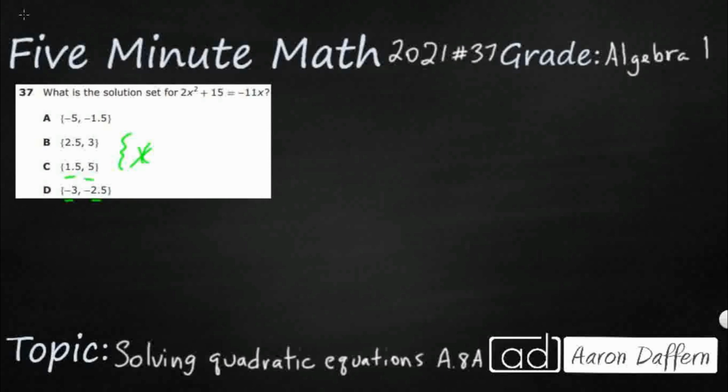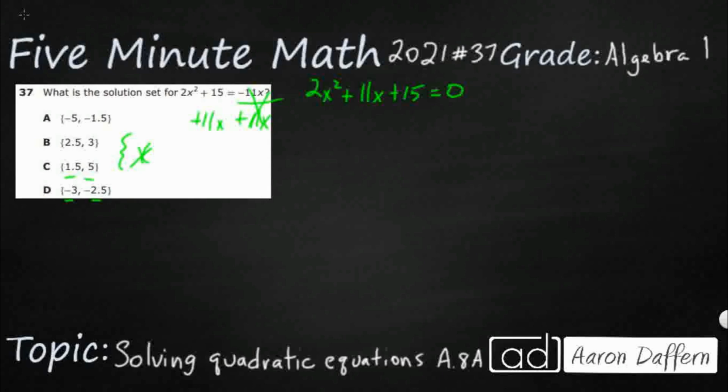So we're looking for the solutions, and this looks at first glance like a regular quadratic equation, except for this negative 11x is really in a strange position. It's over on the right, and we typically want everything to be over on the left and have it equal to 0. So we're going to need to add 11x to both sides to get it to look like what we want it to look like. So it's going to end up being 2x squared plus 11x plus 15 equals 0.